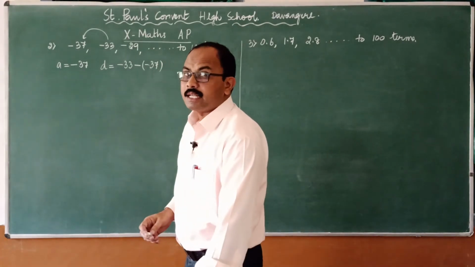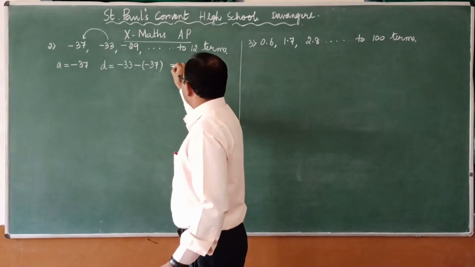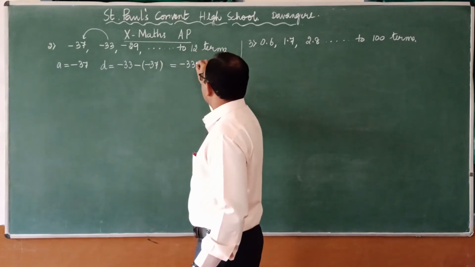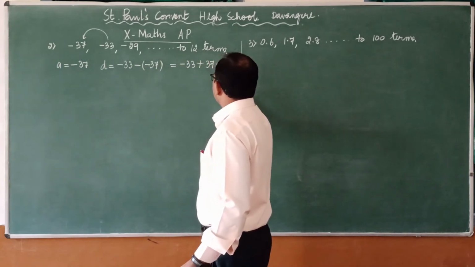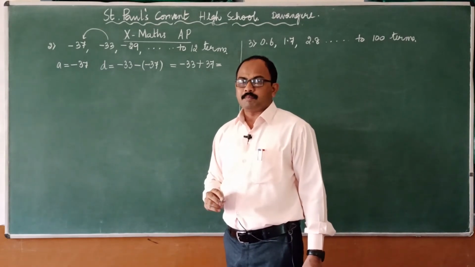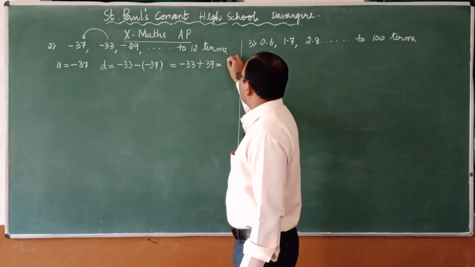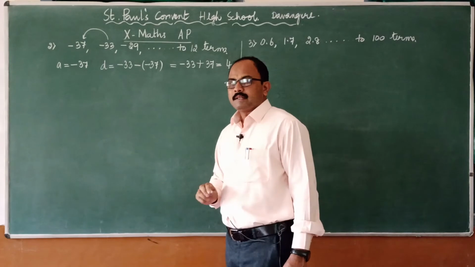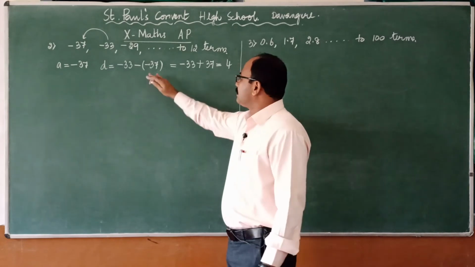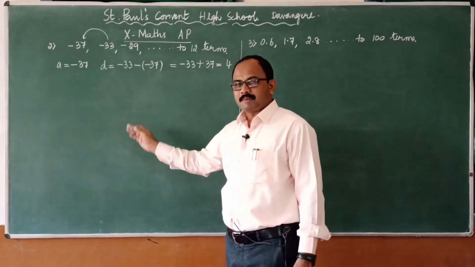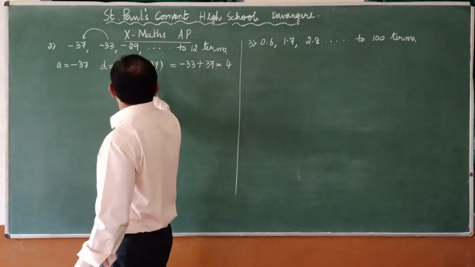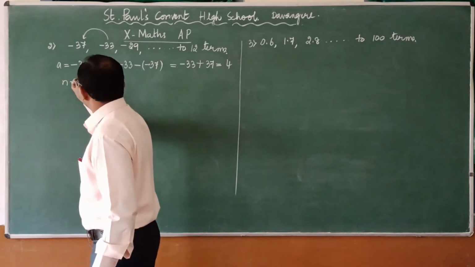Please be careful with the signs, children. It will be equal to minus 33 minus minus 37. Minus into this minus becomes plus 37. This will be plus and minus, two different signs are there. Subtract and keep the greater number's sign. It will be plus 4, children. Take time to write down the given. Once the formula is written and the given we have written is correct, the substitution will be very easy, children. Then n is 12.